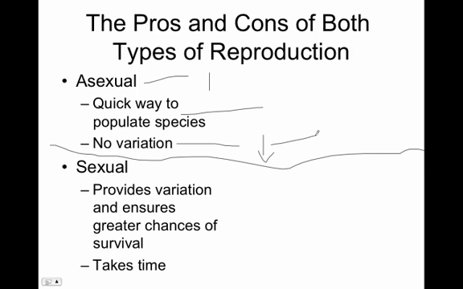There's a great chance or probability that everybody will be wiped out of your species if you're all the same. Which is why lots of organisms carry out sexual reproduction, because there's greater diversity or variation. The downfall is this takes time. It takes time to find a mate.